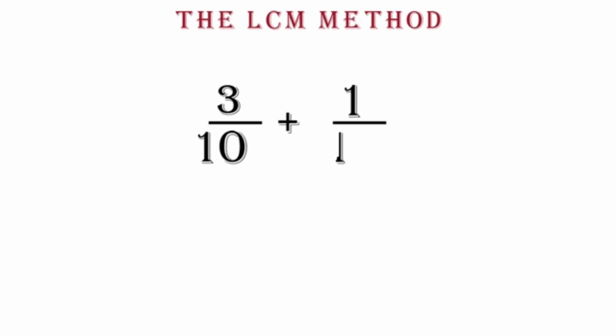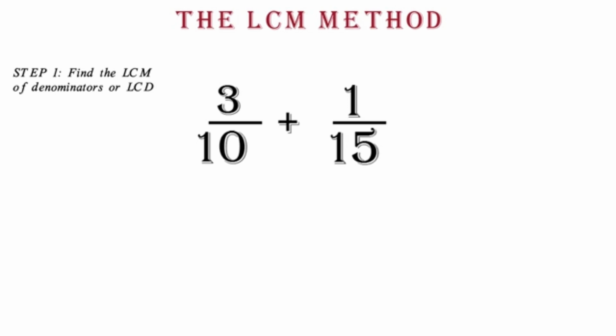The LCM method. Let's use an example to explain it. Find 3 over 10 plus 1 over 15. Step 1. Find the LCM of denominators, or LCD. Your first step in the LCM method is to find the LCM of the denominators. The LCM of the denominators is what is called LCD, meaning lowest common denominator.